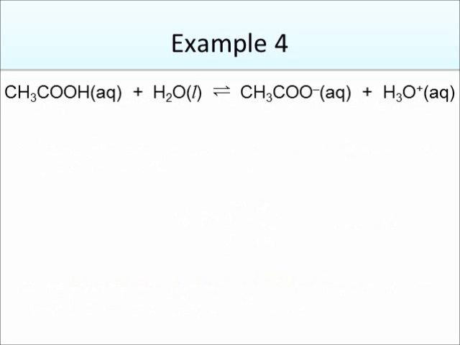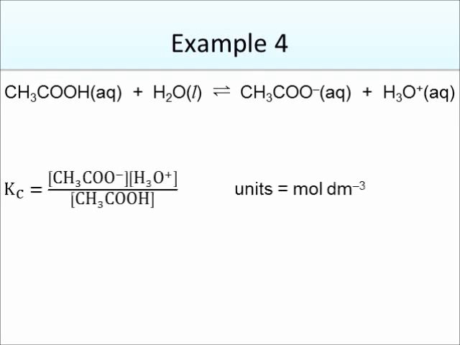When ethanoic acid is dissolved in water, it produces an acidic solution. The Kc expression for this reversible reaction does not include the concentration of water. This is because water is acting as a solvent and its concentration remains essentially constant.